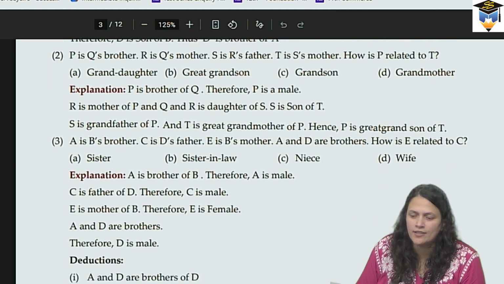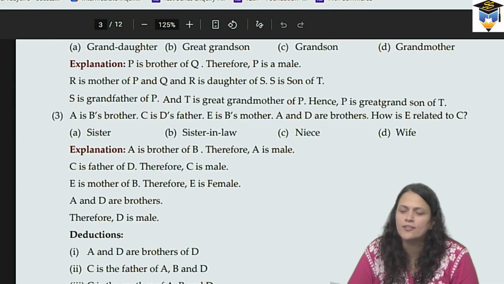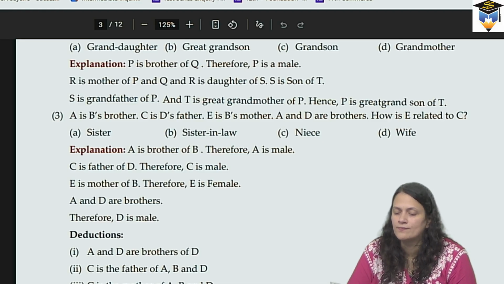So first and second are done. Now the third one. A is B's brother. C is D's father. E is B's mother. A and D are brothers. So how is E related to C? So E is the wife of C.